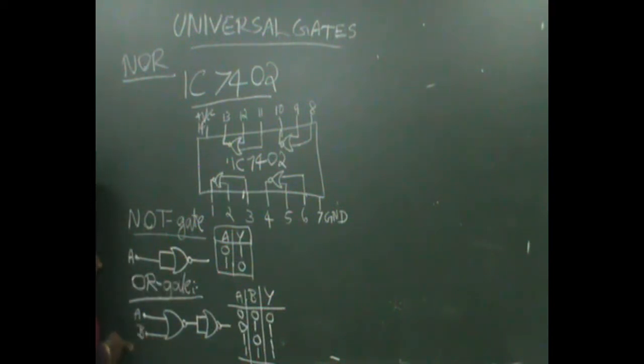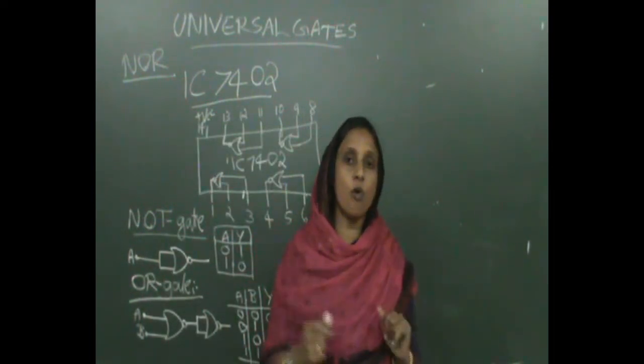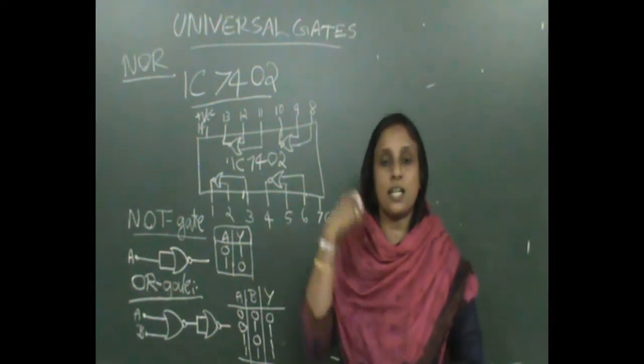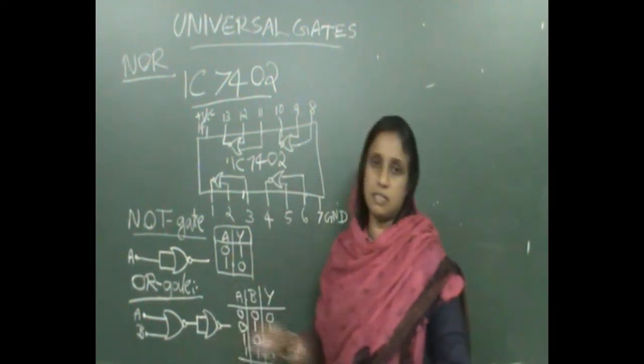So this circuit behaves like an OR gate. If you need an OR gate but you have only the TTL circuit of IC 7402, you can construct an OR gate using two NOR gates like this.